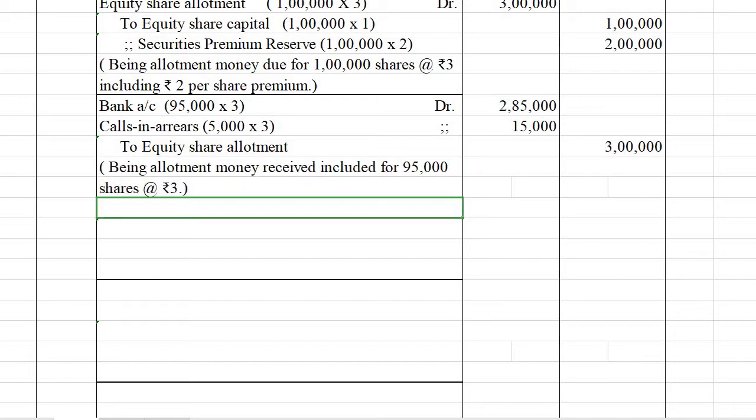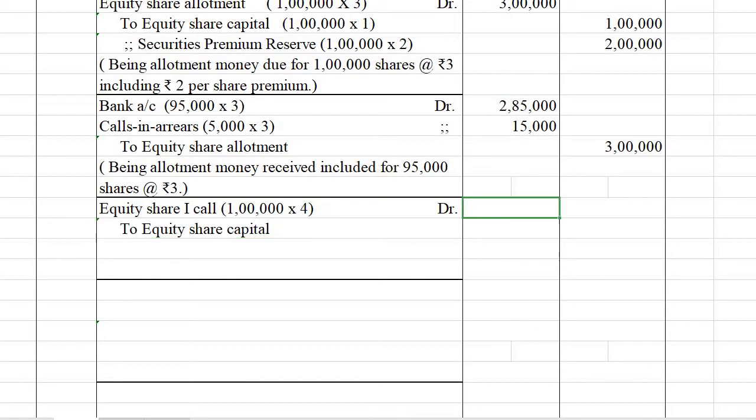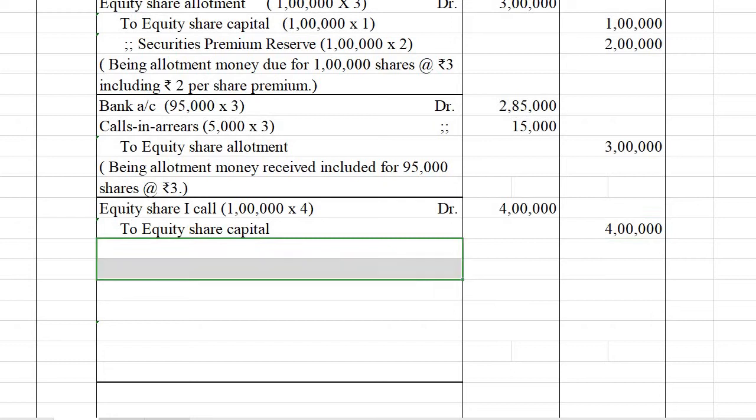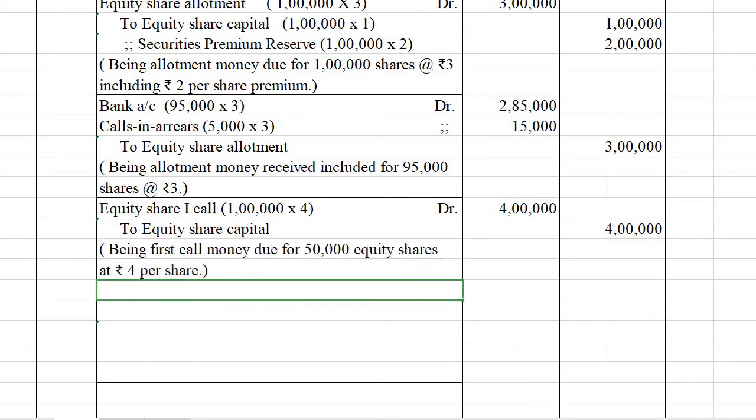Now, the first call due entry. Equity share first call debit to equity share capital, 4 lakh, 1 lakh shares into 4 rupees each. So the narration is written.